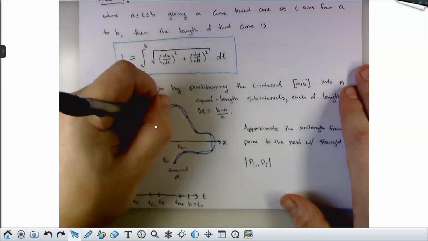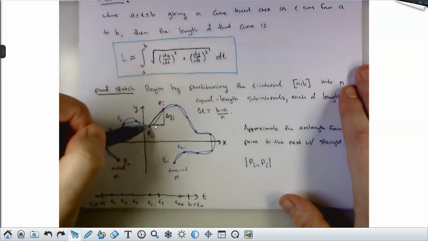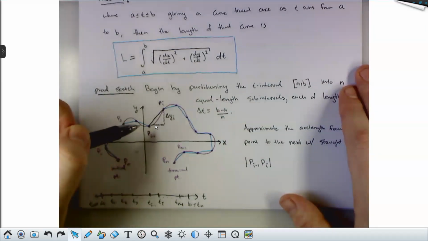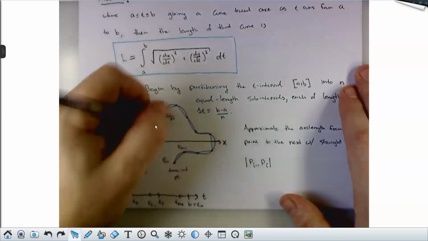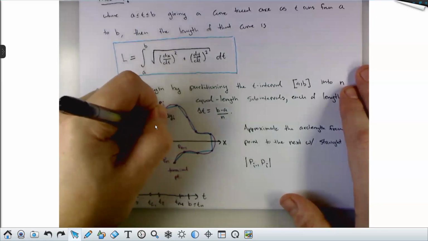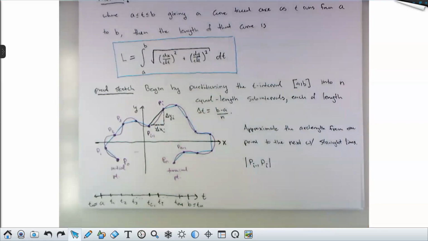This vertical distance I'll call delta y sub i. It's how much we go up going from Pi minus 1 to Pi. It's the vertical distance between these two points. And the horizontal here, I'll call delta x sub i. It is the horizontal distance between Pi minus 1 and Pi.